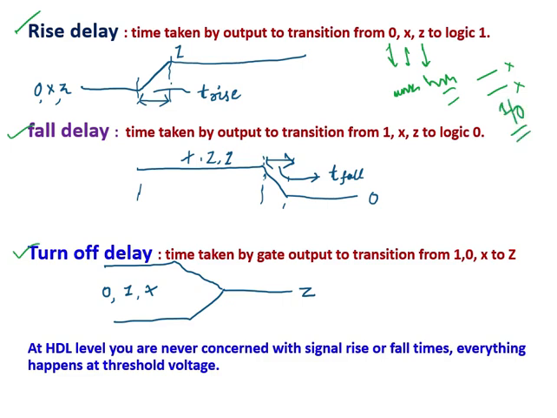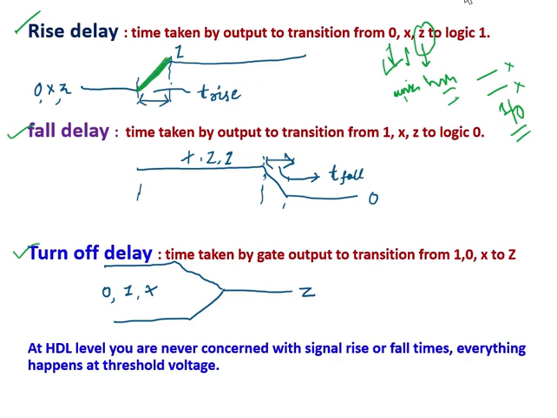You should remember that Z is high impedance, meaning it is not connected to any net or anything, so it is floating. Its value can be 1 or 0. So the time taken by the transition from logic low, unknown value, or high impedance to 1 is called rise delay.